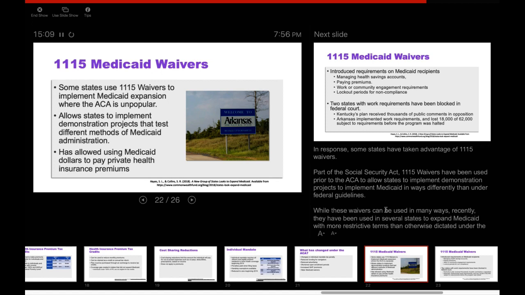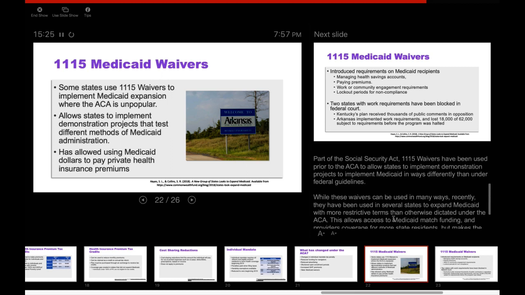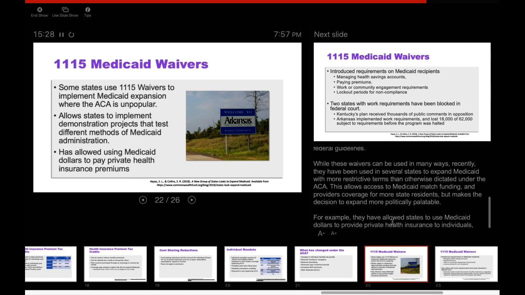Part of the Social Security Act, 1115 waivers have been used prior to the ACA to allow states to implement demonstration projects that allow them to implement Medicaid in ways different than under federal guidelines. These waivers can be used in many different ways, but recently they've been used in several states to expand Medicaid with more restrictive terms than otherwise dictated under the ACA. This allows access to Medicaid match funding and provides coverage for more state residents, but makes the decision to expand more politically palatable. For example, this was used in Arkansas to use Medicaid dollars to provide private health insurance to individuals rather than a traditional Medicaid plan.